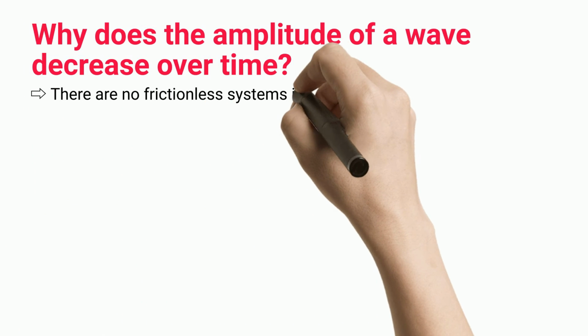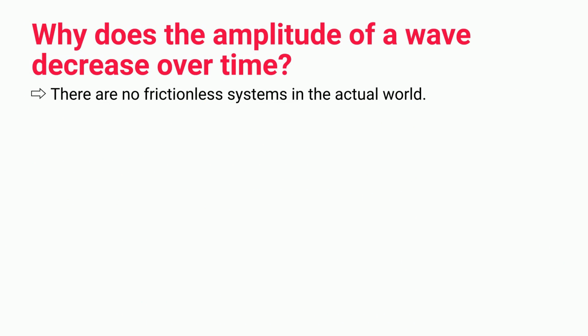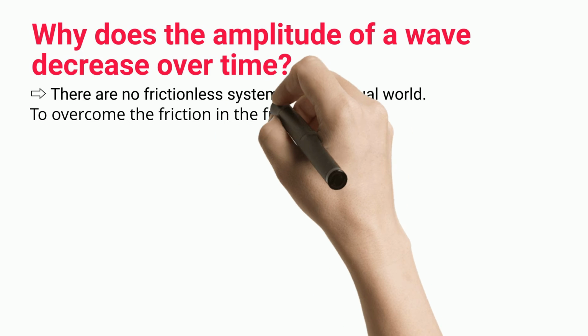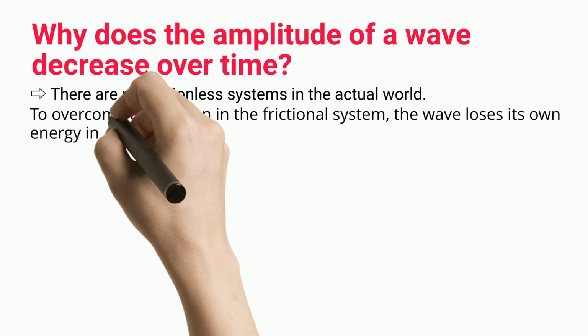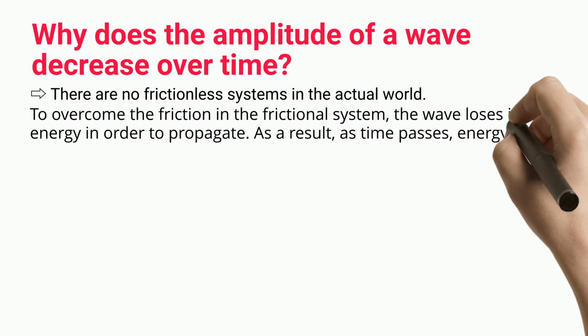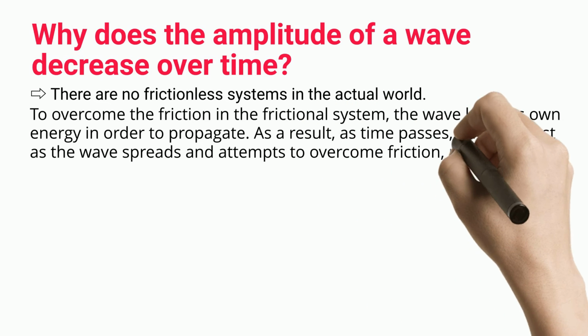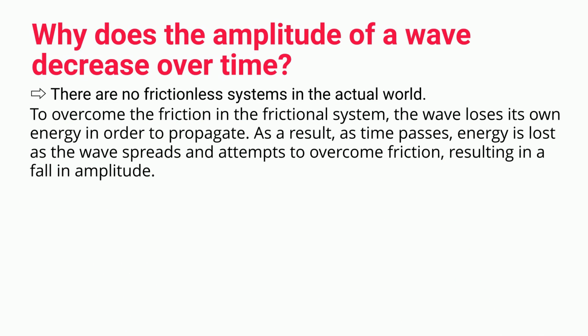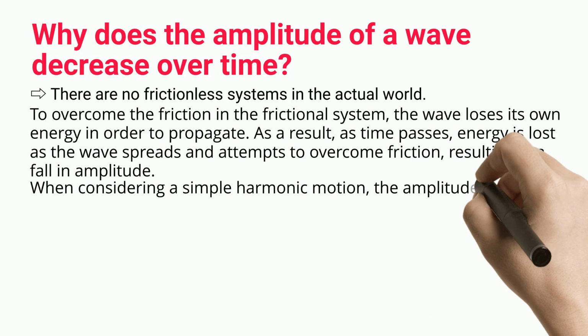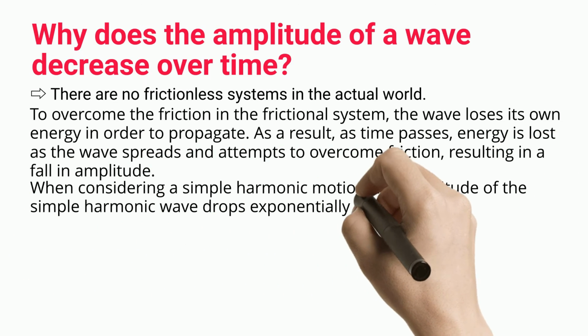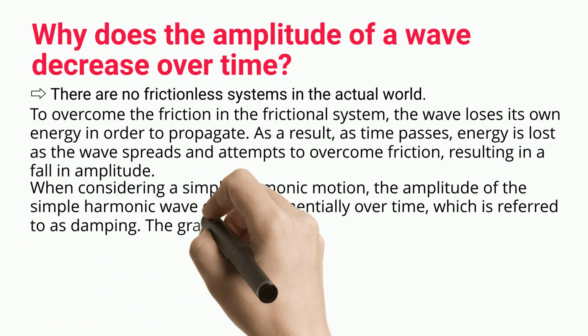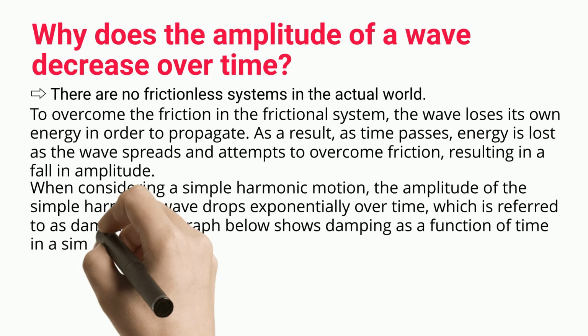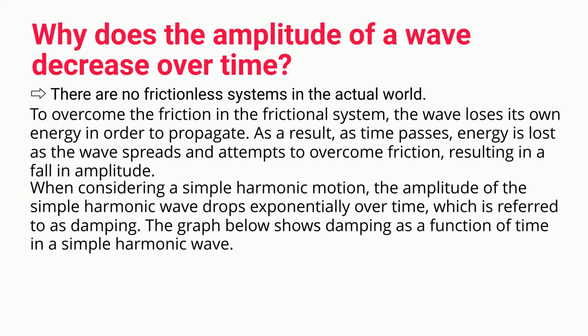There are no frictionless systems in the actual world. To overcome the friction in the frictional system, the wave loses its own energy in order to propagate. As a result, as time passes, energy is lost as the wave spreads and attempts to overcome friction, resulting in a fall in amplitude. When considering a simple harmonic motion, the amplitude of the simple harmonic wave drops exponentially over time, which is referred to as damping. The graph below shows damping as a function of time in a simple harmonic wave.